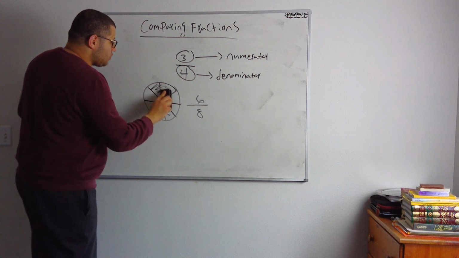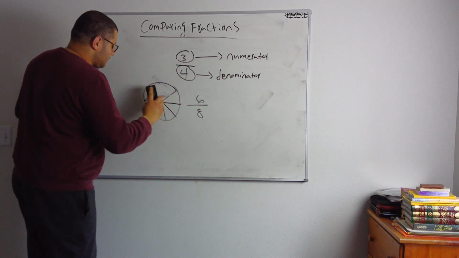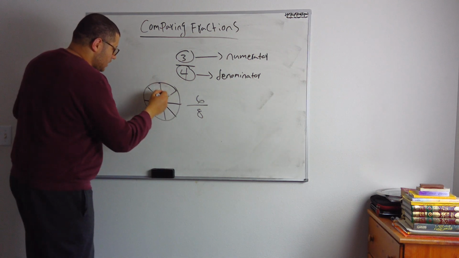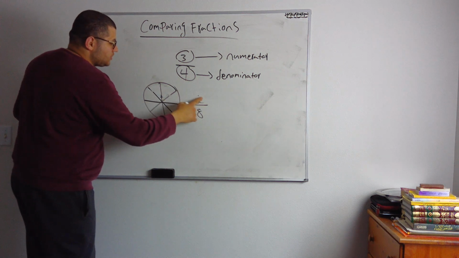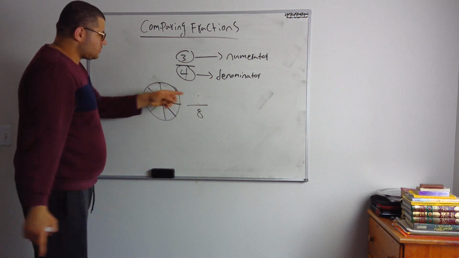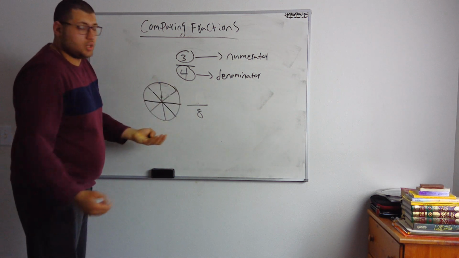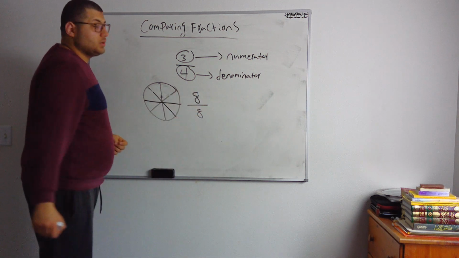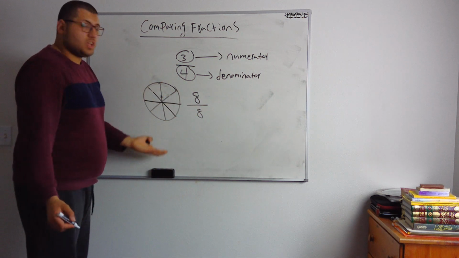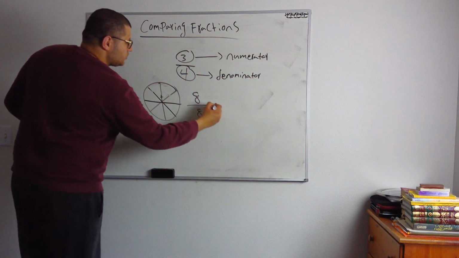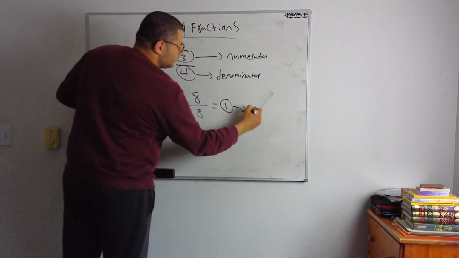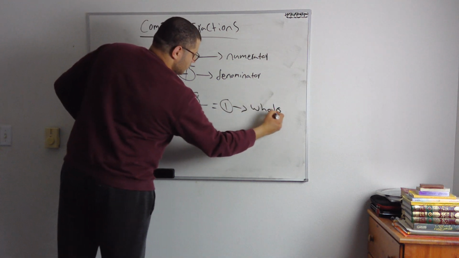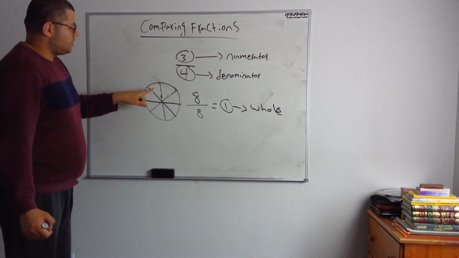How about if no slices were shaded at all, and we want to find the amount of unshaded slices? Well, there are no slices shaded, and there are 8 unshaded. So the whole circle is unshaded. So it's 8 out of 8, which is equal to 1. That one is called a whole.